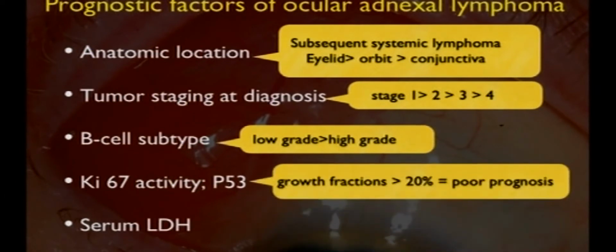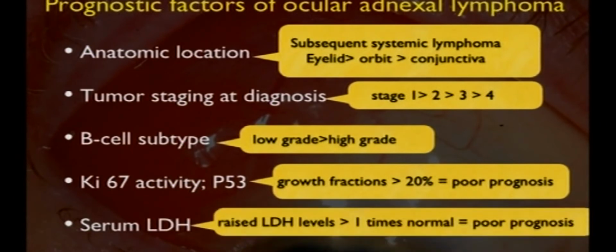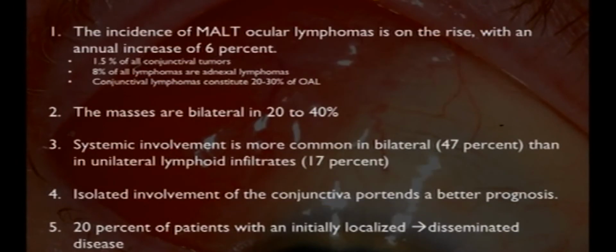will let you know. The role of Ki67 and growth fractions, P53 growth fractions within your histopathological sample, if more than 20%, gives a poor prognosis. Serum LDH is one systemic investigation which helps you monitor these patients, and if it is raised, again, it carries a poorer prognosis. So in summary, MALTomas are conjunctival lymphomas that arise from the mucosa-associated lymphoid tissue.